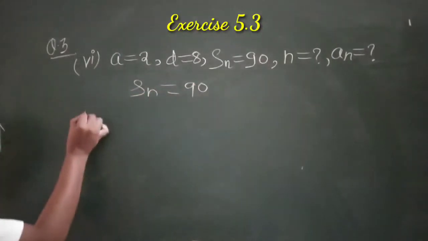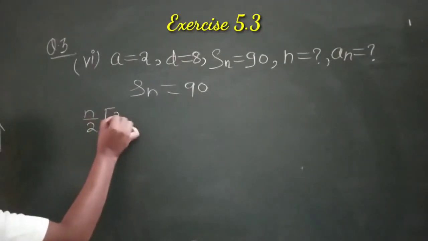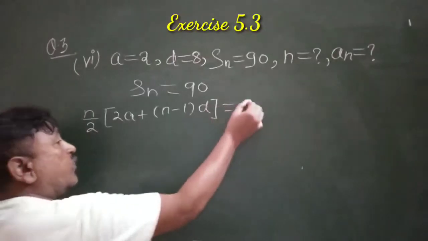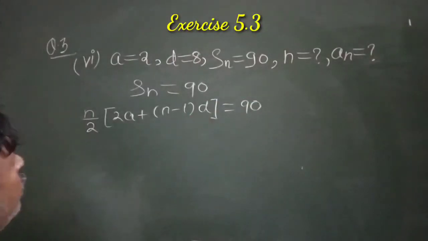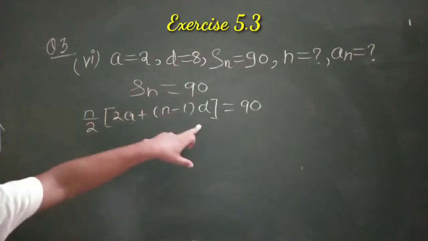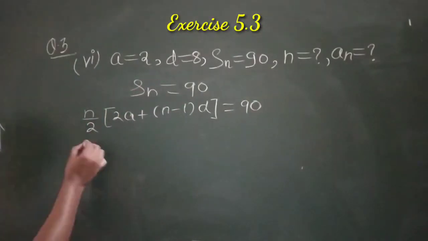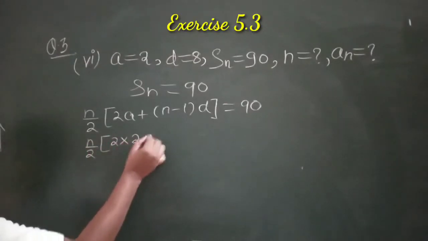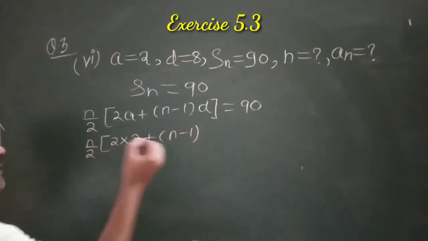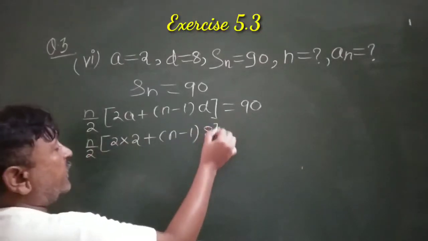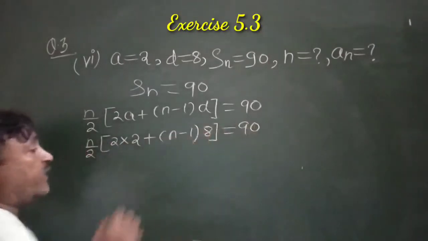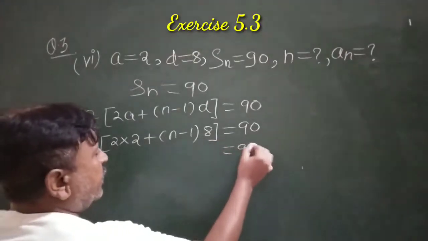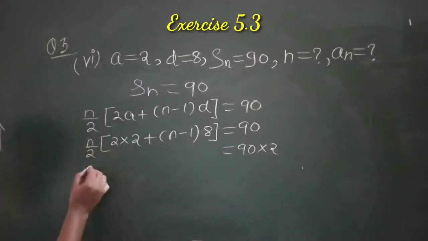It means n upon 2 into (2a plus (n minus 1)d) is equal to 90. Now we have the values of a and d, so we can substitute in this equation. n upon 2 into (2 plus (n minus 1) into 8) is equal to 90. This 2 can be sent here, 90 into 2.